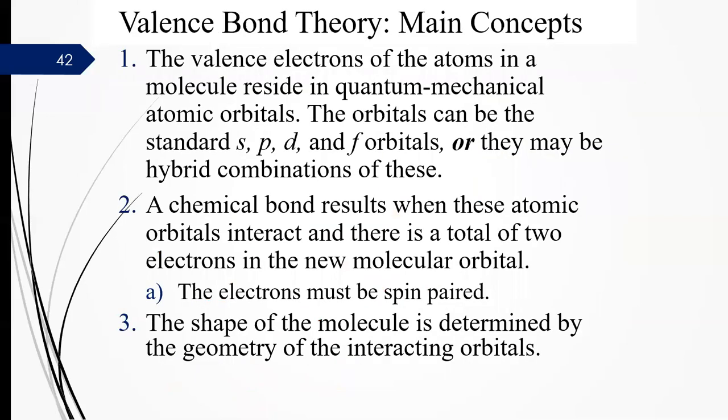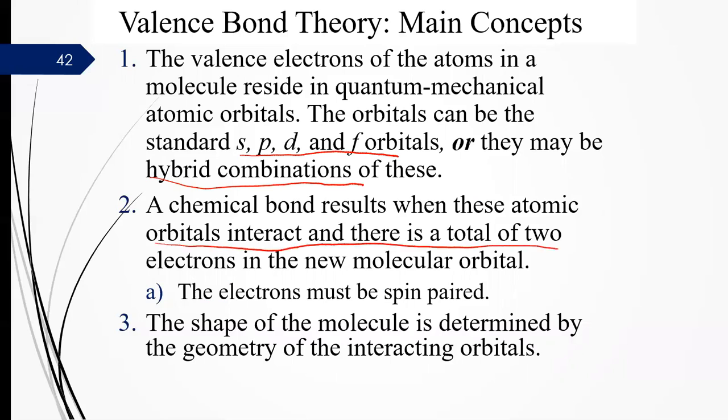So the valence bond theory, this idea is that valence electrons in the atoms in the molecule reside in the quantum mechanical orbitals. So they reside in s, p, d, or f, or they reside in the hybrid combination of them. So they exist in those orbitals just like we did in quantum theory, or they exist in this combination between them. And so a chemical bond results when these atomic orbitals interact.